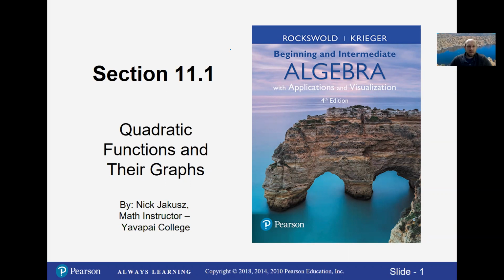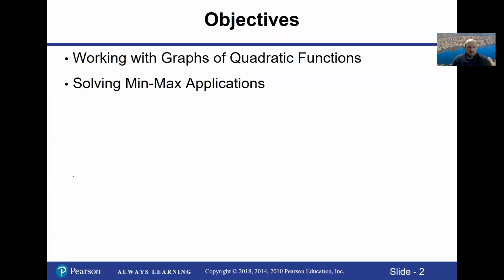Today, we're going to start chapter 11 on quadratic functions. In section 11.1, we're going to introduce those functions and their graphs. So we're going to talk about different aspects of quadratic functions, etc. Here are some objectives. Again, we're going to work with graphs of quadratic functions, and then we're going to solve some min-max applications specifically involving the vertex of a parabola, which is a quadratic.